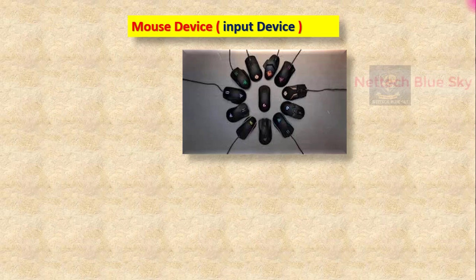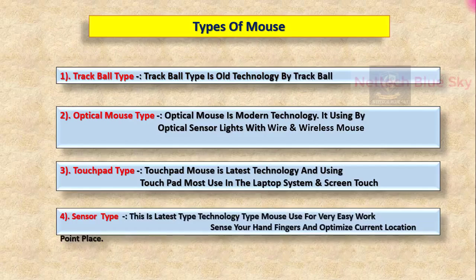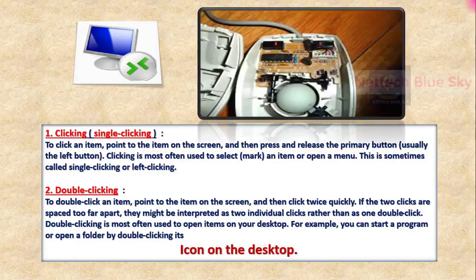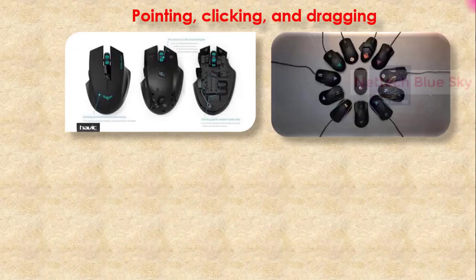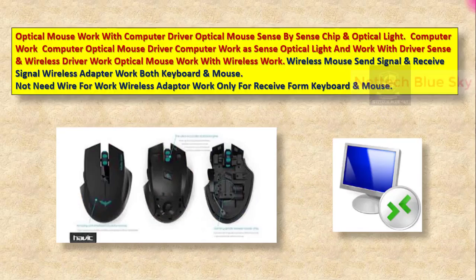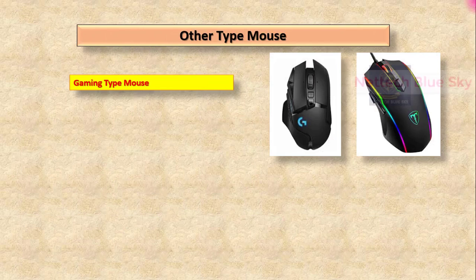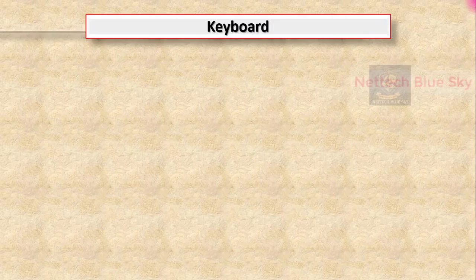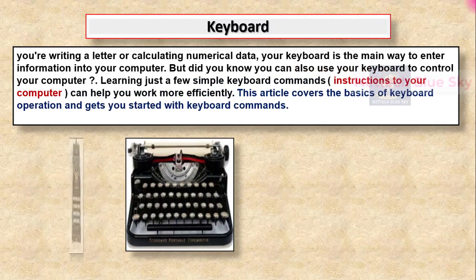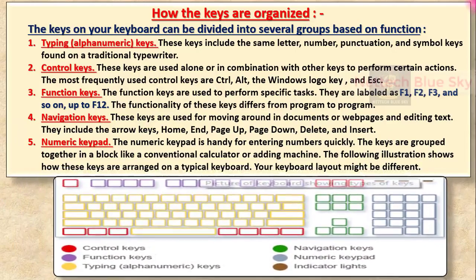So mouse devices, input devices, I've already given these introductions at different times: how a CPU works, how an optical mouse and touchpad work, how the sensor type mouse and other types of mouse work, you can see here. Keyboard technologies, how these technologies are made, I've already told you and created this video. Watch my previous video, very important for you.